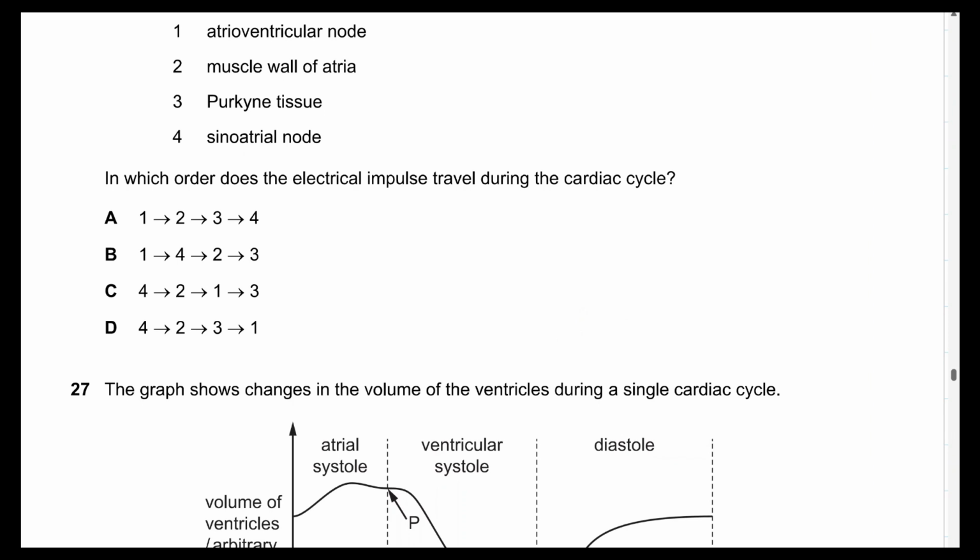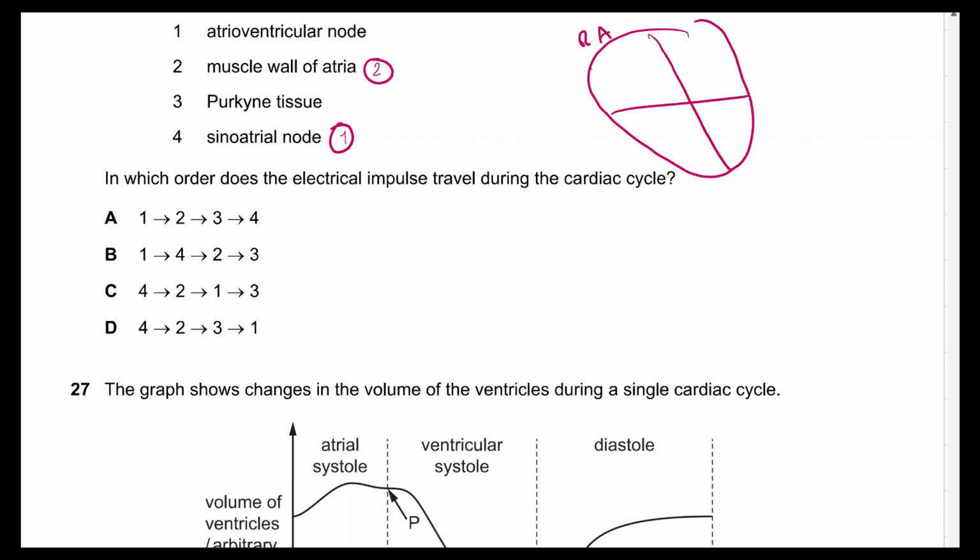Question number 26. The following tissues carry an electrical impulse during the cardiac cycle. In which order does the electrical impulse travel during the cardiac cycle? So as we all know, it starts with the sinoatrial node, which goes through the muscles of the atria. So the sinoatrial node is at the right atrium, and gives electrical impulses to the walls of the atria.